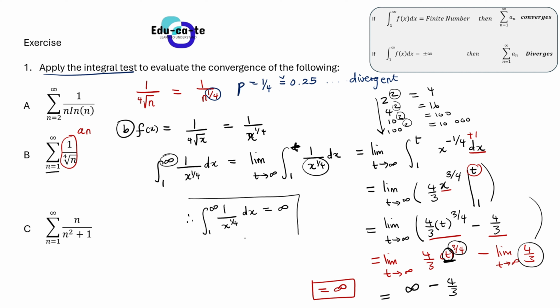And this is actually suiting condition number 2 in this guide of ours. So if the integral from 1 to infinity of f of x dx gives you positive or negative infinity, then that series diverges. So in this case, this is a divergent series. But you've already confirmed your answer using the p-series test, since you realized that this is a p-series. So this is a divergent series. You also used the integral test to prove that.